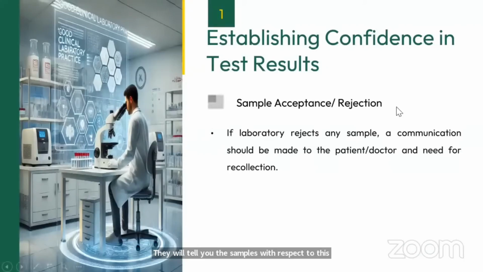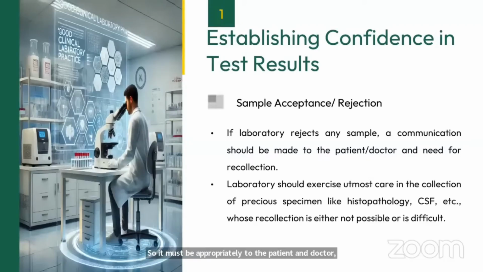If the laboratory rejects any sample, a communication should be made to the patient and doctor regarding the need for recollection. So any time you reject a sample, you should specifically communicate to the relevant personnel. It may be a doctor, maybe a clinician, or maybe the patient himself. You should inform them that you have rejected a sample, what the reason for rejection was, and if there is a need for recollection or resampling. So it must be appropriately communicated to the patient and doctor along with the need for recollection.